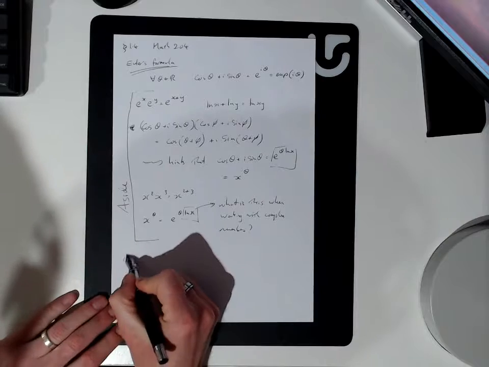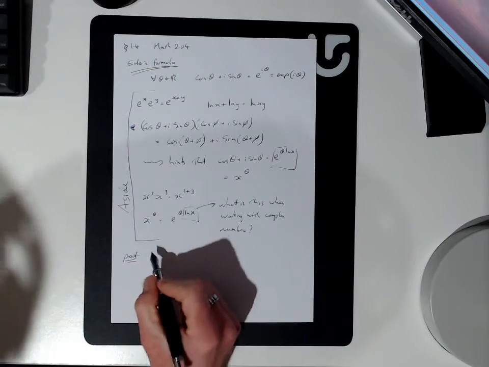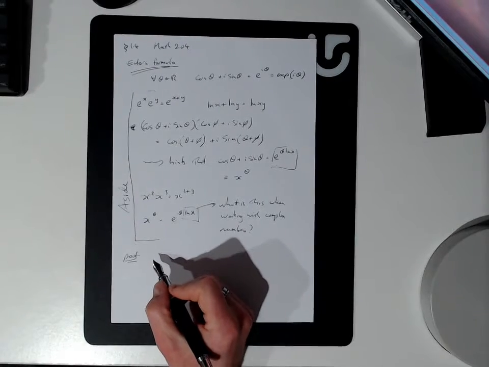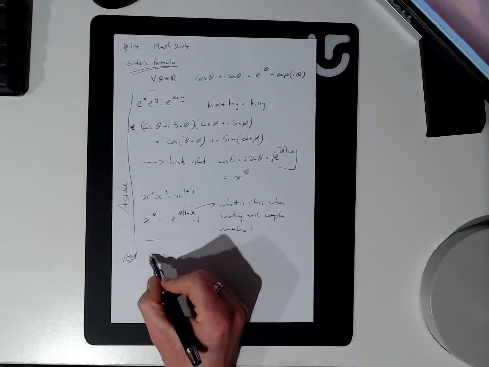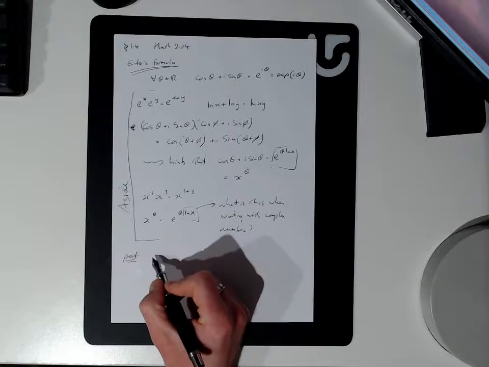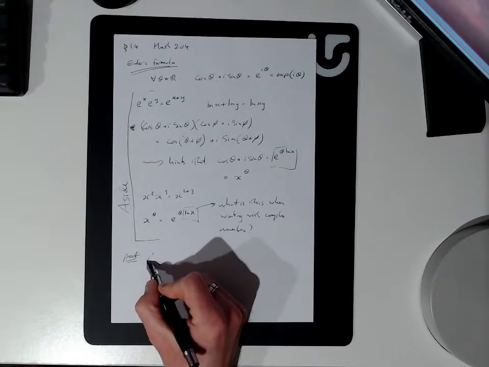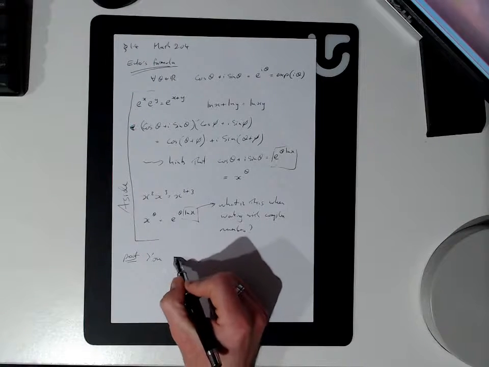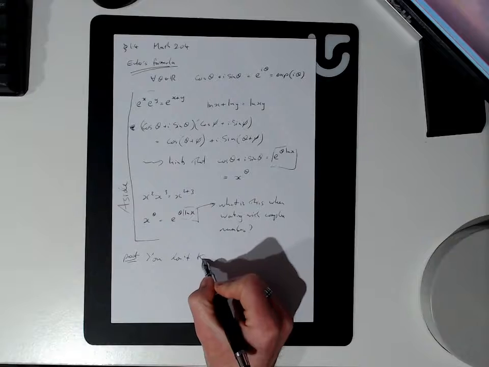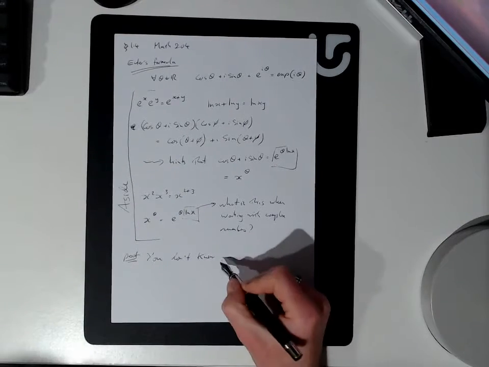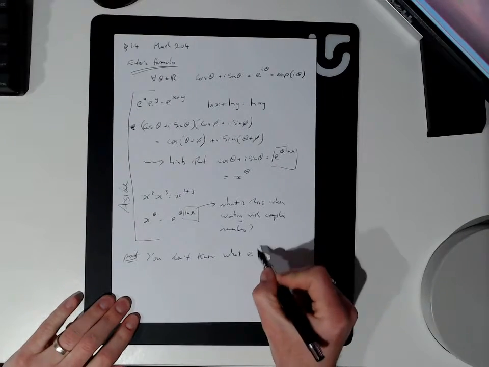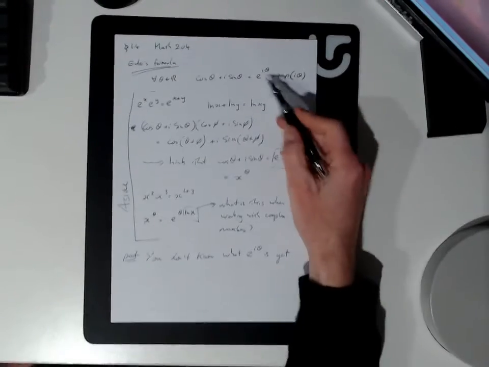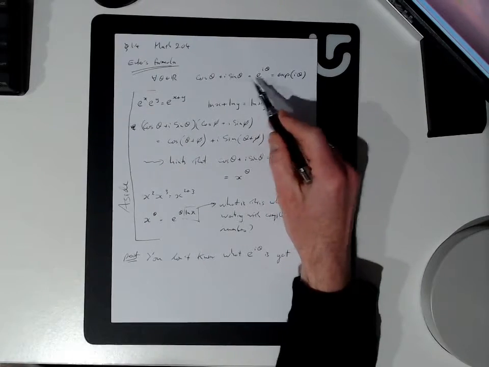Okay, so the proof. I can only give you an inexact proof of this. So this is not a rigorous proof, and the reason for this is you haven't been told what an exponential of a complex number is. Okay, now I've claimed that it's this up here. That's the statement of the theorem.